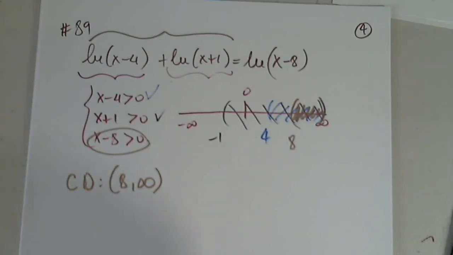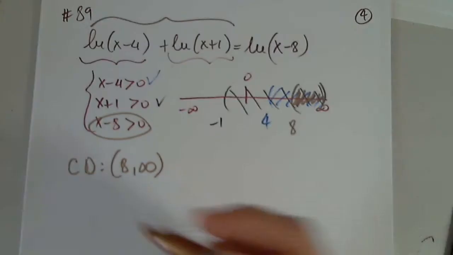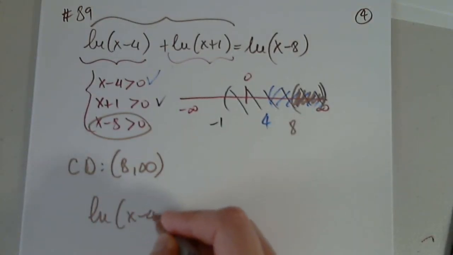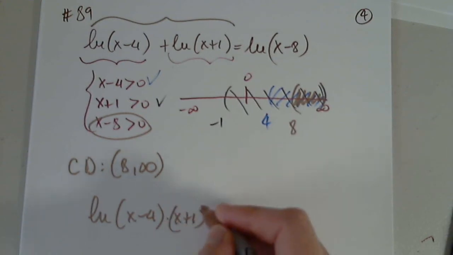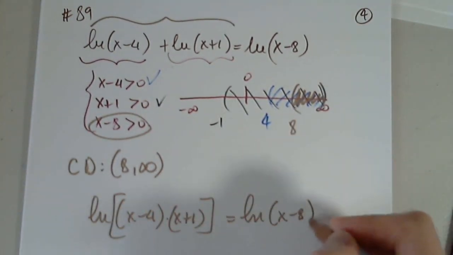Now I will condense. And by the way, I want to choose one with a difference as well, because this is the second one with the product. So this is natural log of x minus 4 times x plus 1, and the other side is natural log of x minus 8.